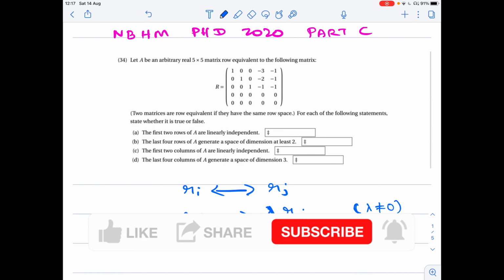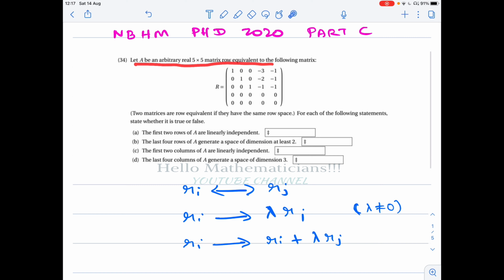Hello mathematicians. Today we see a nice problem asked in NBHM PhD 2020. It's about row equivalent matrices. Let A be a 5 by 5 matrix which is row equivalent to this 5 by 5 matrix R. Then we want to understand about the first two rows of A, the last four rows of A, similarly the first two columns of A and the last four columns of A.